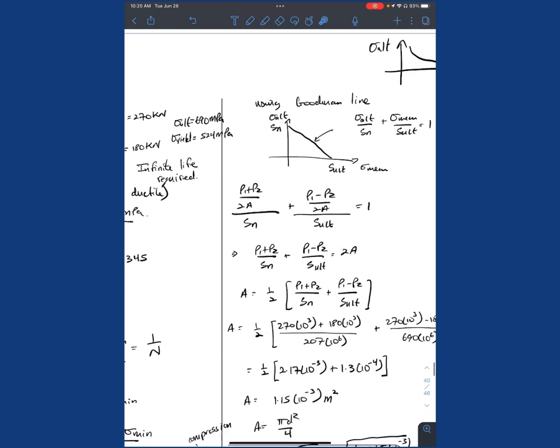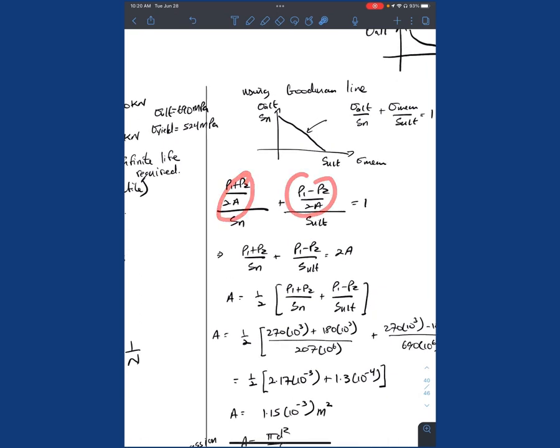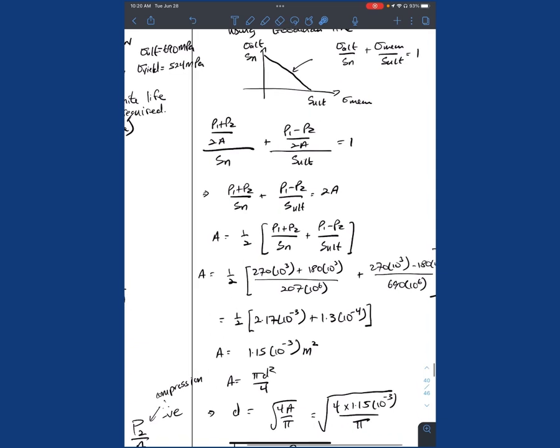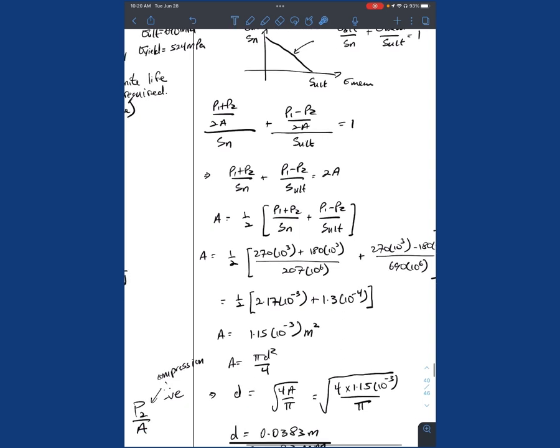Right, so we substitute our sigma max and sigma min into the Goodman equation, and then we just simplify. Remember, we have values for P1 and P2. We have values for Sn, we have S ultimate. But again, we're keeping it in terms of parameters for now. So then we could solve for A. A is our cross-sectional area, and once we get the area, then we could solve for the diameter.